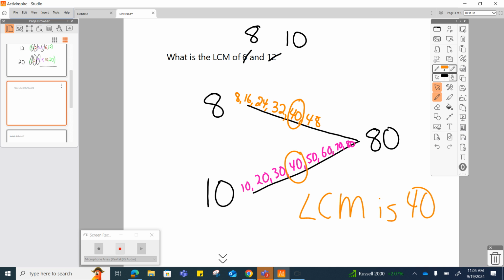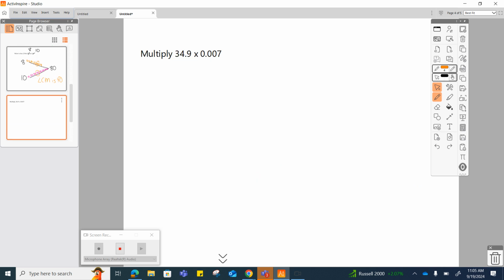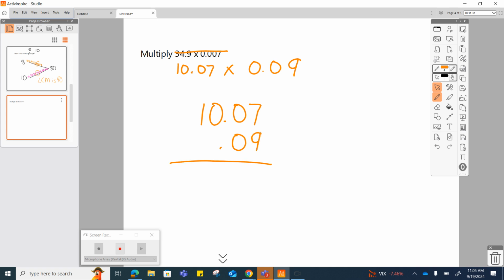Next problem was multiply. But it was not this, it was actually 10.07 times 0.09. So we do not have to do much long multiplication in these, because if you notice, she keeps giving us a decimal as the second number. There's only one digit there. That makes sense. But let's go through this.